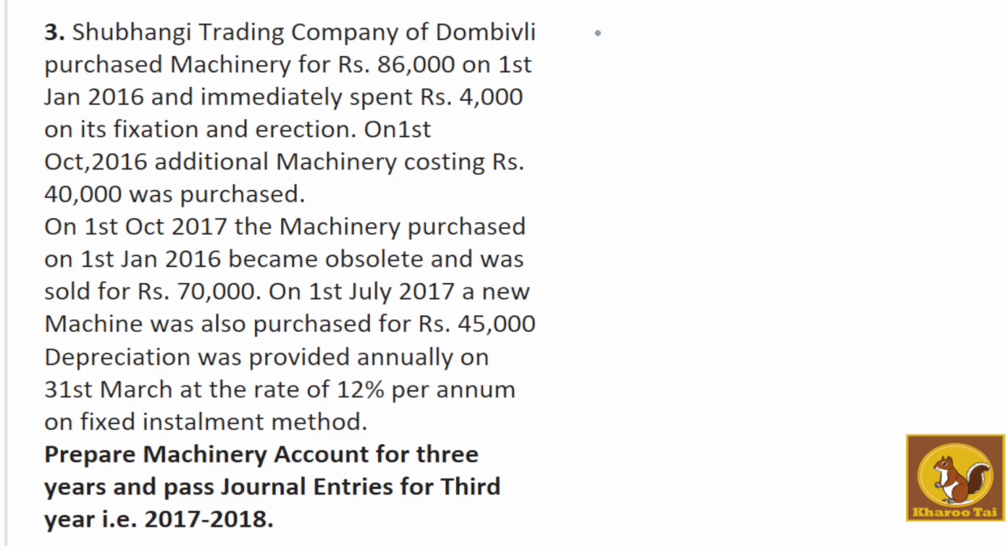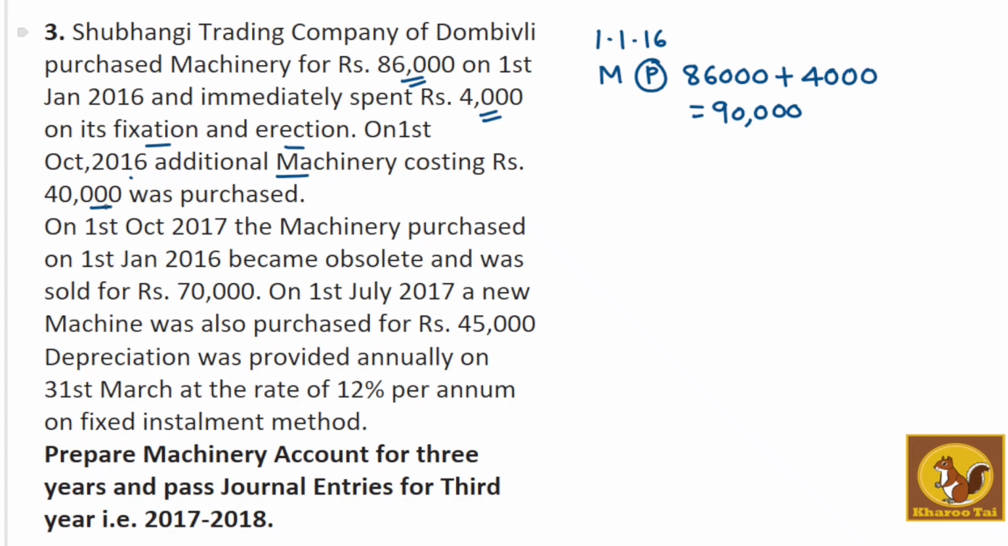So on 1st Jan 2016, we have purchased machinery and the cost is 86,000, plus any other incidental charges. Here the fixation and erection charges will be added to the cost of the asset as per Accounting Standard 10, 4,000. So in all this will be 90,000. Then on 1st October 2016, additional machinery costing rupees 40,000 was purchased. This is the next financial year, machinery 2 purchased at 40,000.